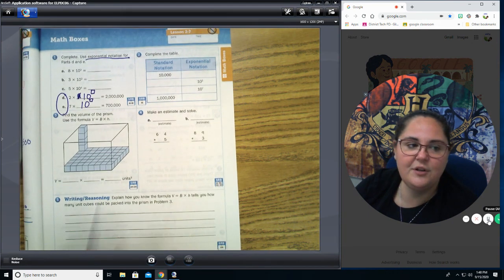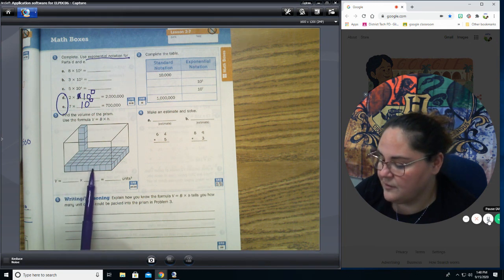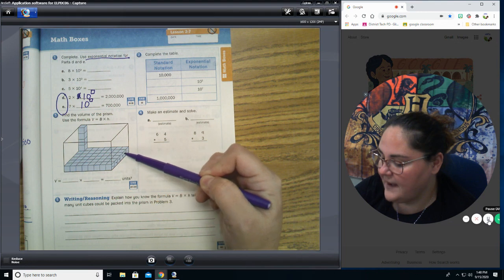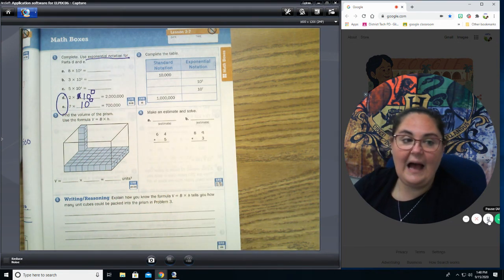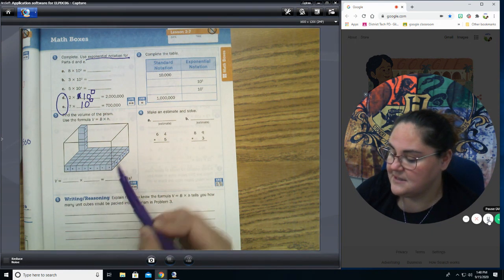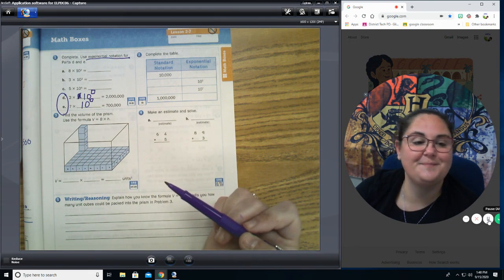All right, number 3. Find the volume of the prism with the base times height. 1, 2, 3, 4, 5, 6, 7, 8. 1, 2, 3, 4, 5, 6. 1, 2, 3, 4, 5. I just helped you by showing you that it's 8 times 6 for the base times 5 for the height.